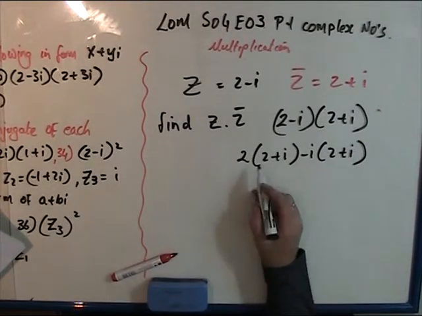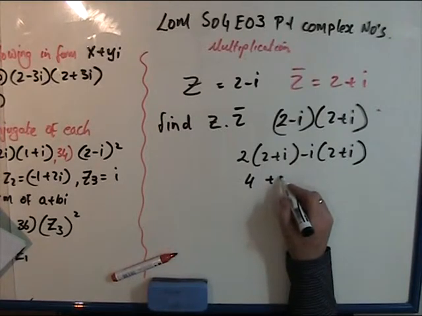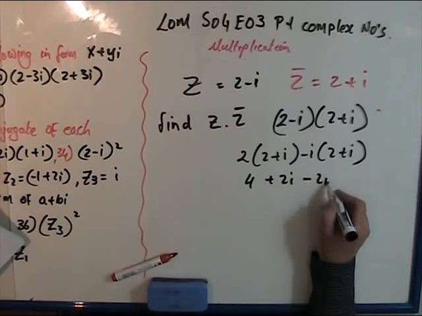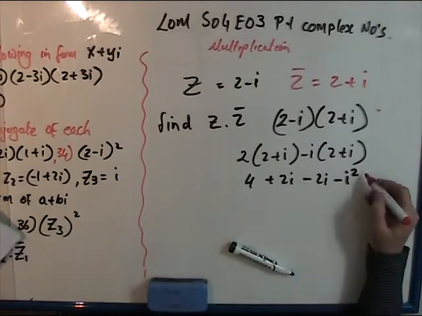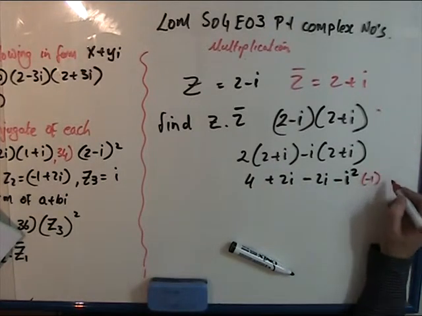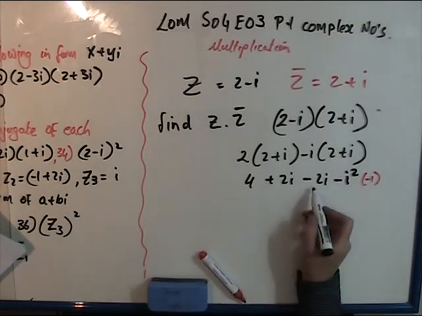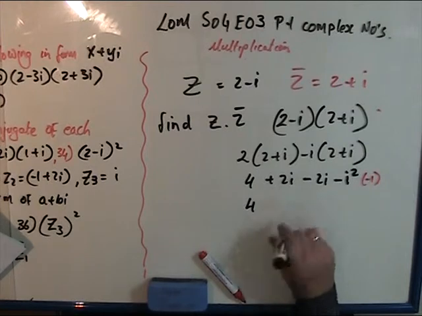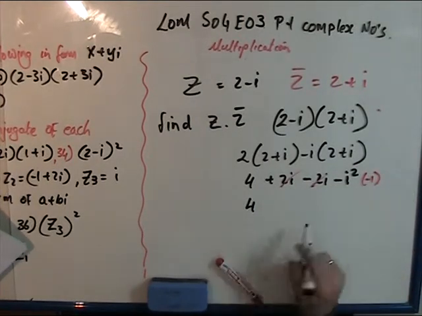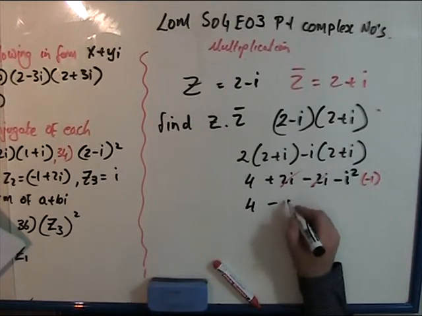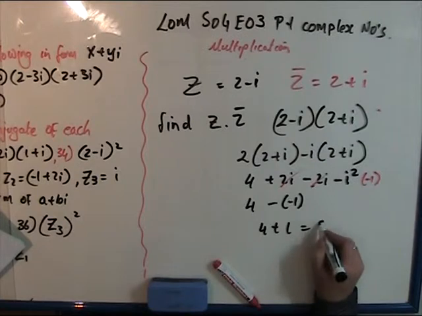Right, so you multiply it out and you get 4 plus 2i minus 2i minus i squared. i squared is equal to minus 1. Okay, remember that. So it's multiplying by minus 1. So you clean this up here. You've got 4 plus 2i minus 2i and they cancel. Minus i squared is the same as plus 1, which is 4 plus 1, so the answer is 5.